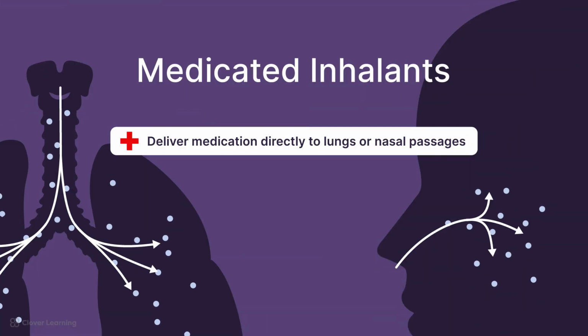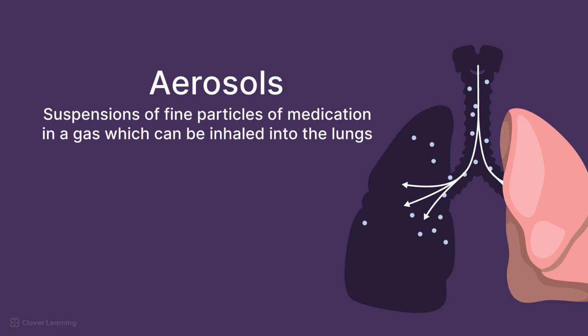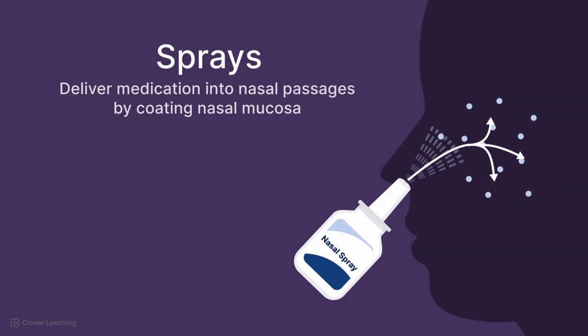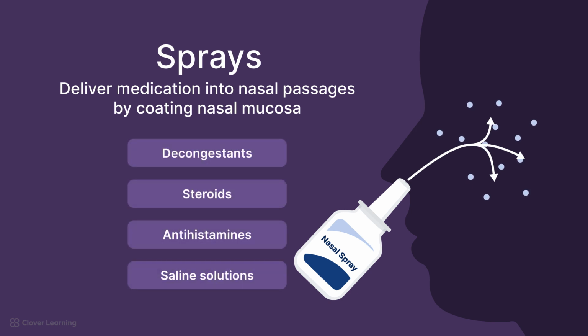In summary, medicated inhalants such as aerosols or sprays are forms of medications designed to deliver drugs directly into the lungs or the nasal passages. Aerosols are suspensions of fine particles of medication in a gas, which can be inhaled into the lungs and include inhalers and nebulizers. Sprays are used for delivering medication into the nasal passages and are designed to coat the nasal mucosa. Sprays include decongestants, steroids, antihistamines, and saline solutions.